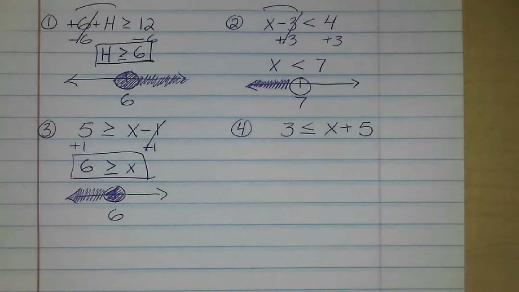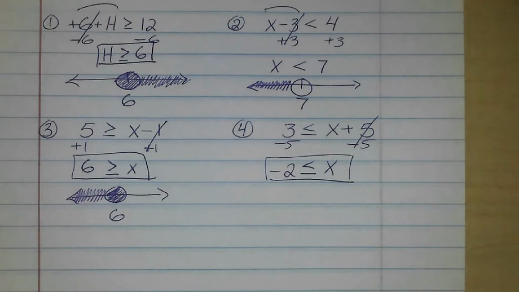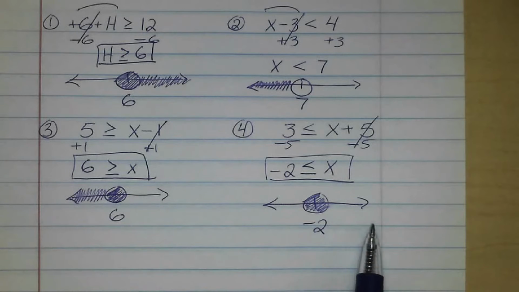Now for number 4, we've got a variable on the right-hand side. X is with a plus 5. Let's take it out with a minus 5. Now we have negative 2 is less than or equal to x. Let's go ahead and set up our number line. Since we have less than or equal to, we know that x can equal negative 2, so we're going to shade that in. And since negative 2 is less than or equal to x, that means that this number is less than any value of x. So x has to be greater than this. So we're going to shade everything to the right.